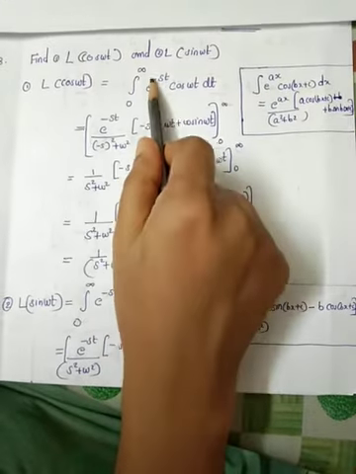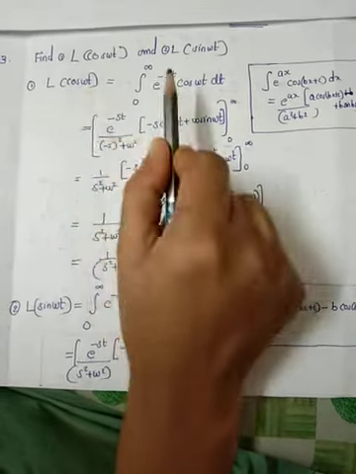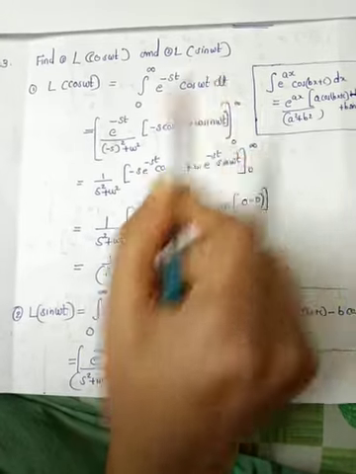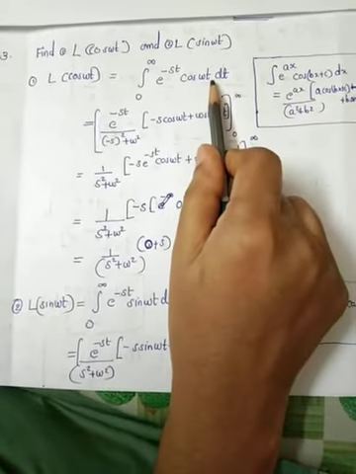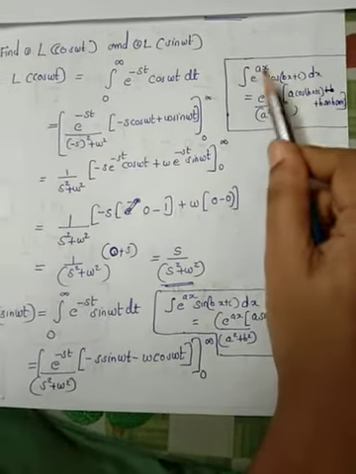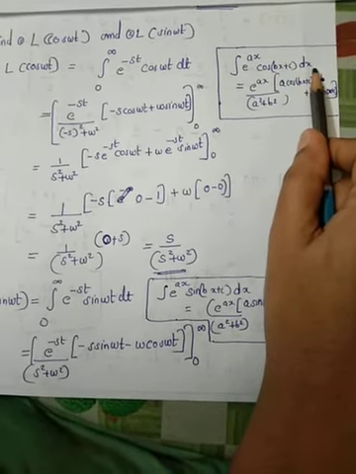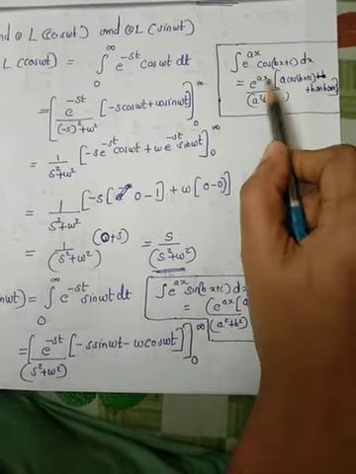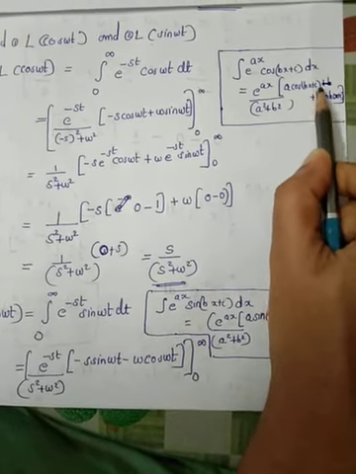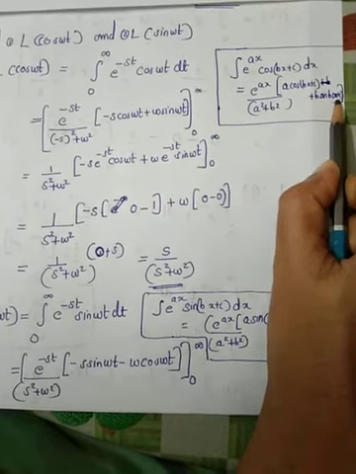It is integral 0 to infinity e raised to minus st f of t dt. Here f of t is cos wt, therefore it is e raised to minus st cos wt dt. Then we can find the integral using the standard result in integration, that is integral e raised to ax into cos bx plus c dx is equal to e raised to ax divided by a square plus b square into a cos bx plus c plus b sin bx plus c.